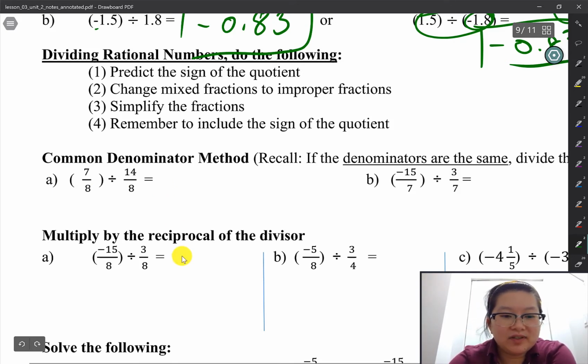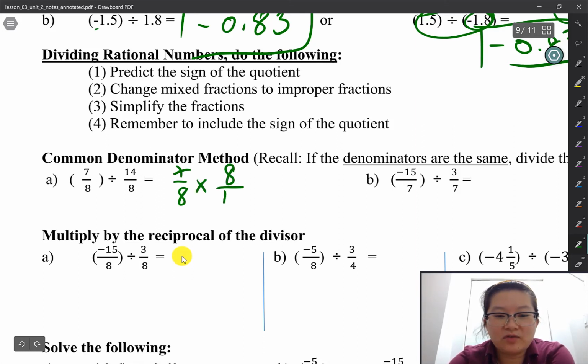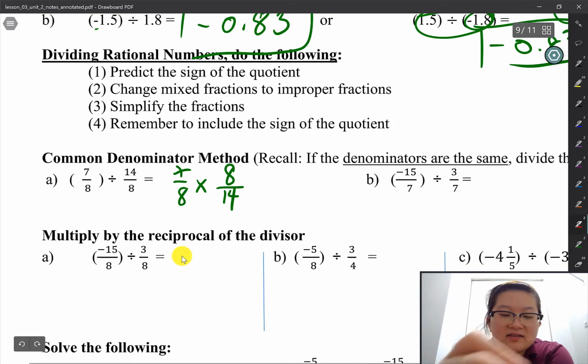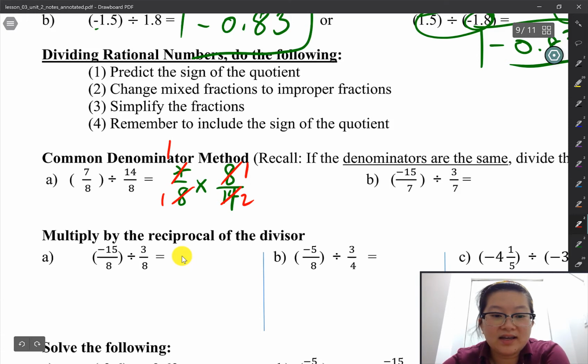For example, this one, 7 over 8, I can also multiply by the reciprocal. I have 8 over 14. And guess what? I can simplify this. 14 can simplify to a 2 if I divide these two by 7, and then 8 just becomes 1, and this just becomes 1. I get 1 times a half, and 1 times a half is just equal to 1 half.